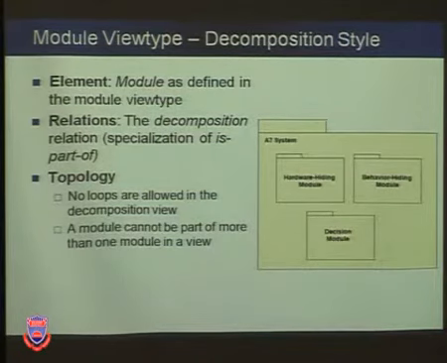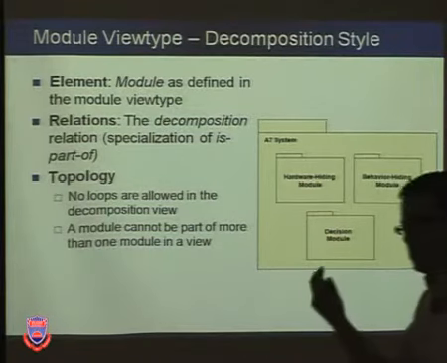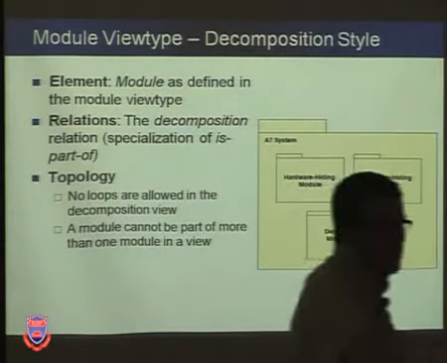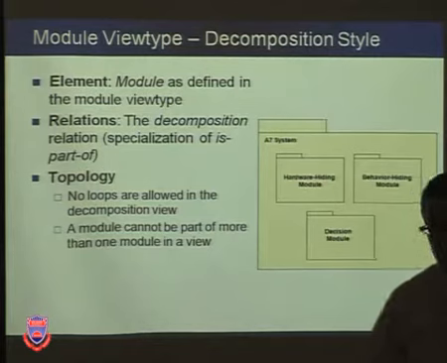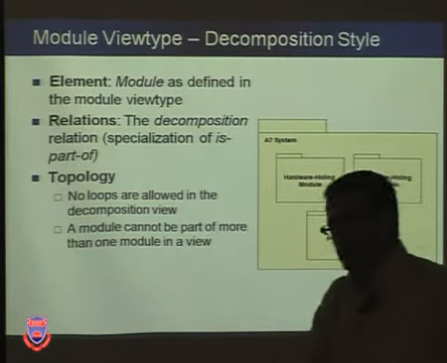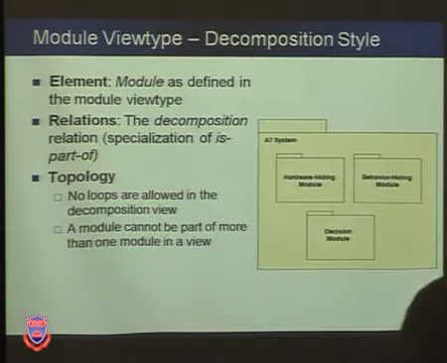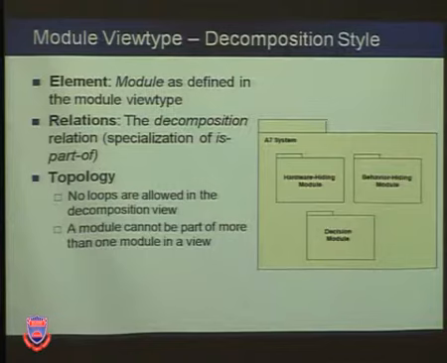A7 system. If it's in the system, it means it's a part of it. Okay? It's the first view of the system. Typically, this kind of view is shown to newcomers, new colleagues. Look, this is our system. We are working on the A7 system. It consists of 3 modules: hardware hiding, behavior hiding module, and decision module. Okay?